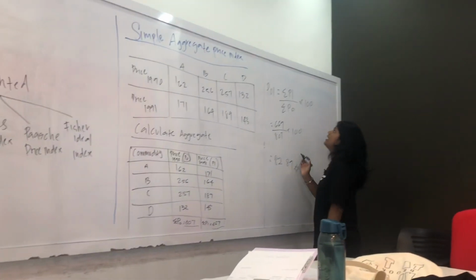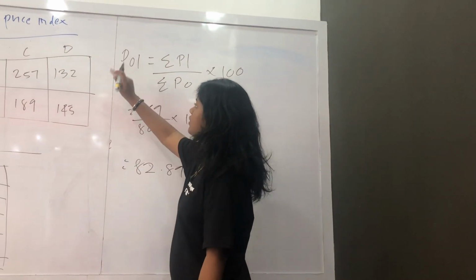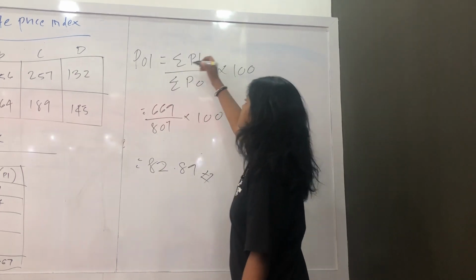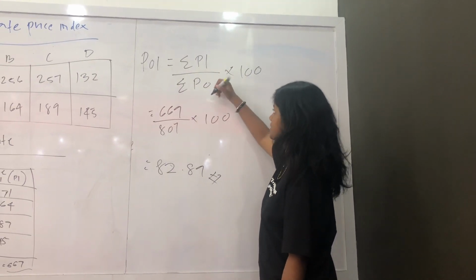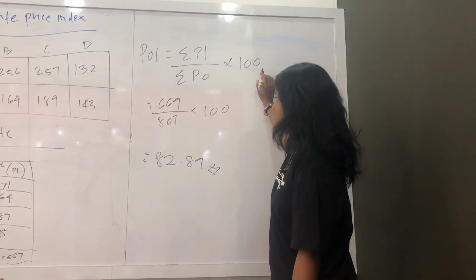So the method of the simple aggregate price index is P01 equals summation of P1 over summation of P0 times 100. These are the methods of the simple aggregate.